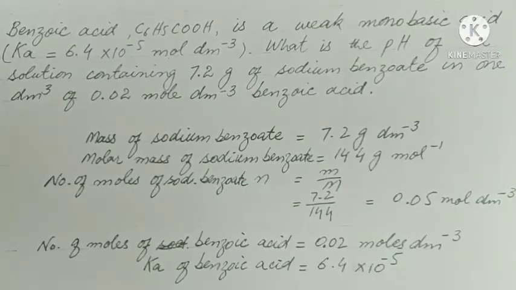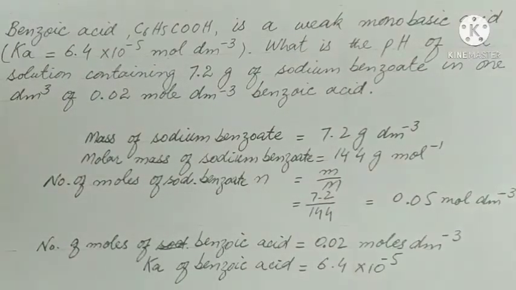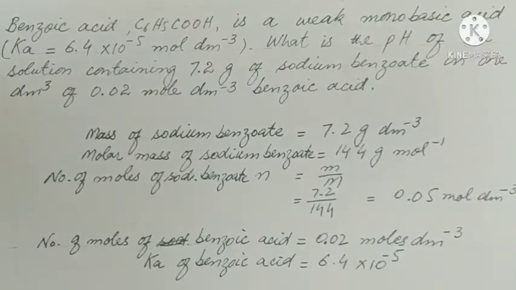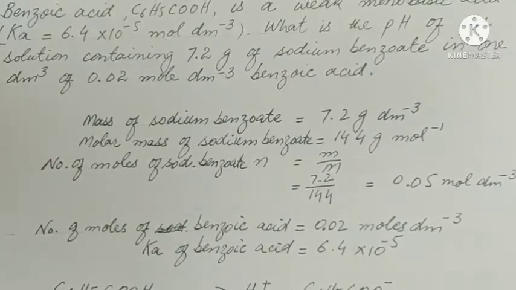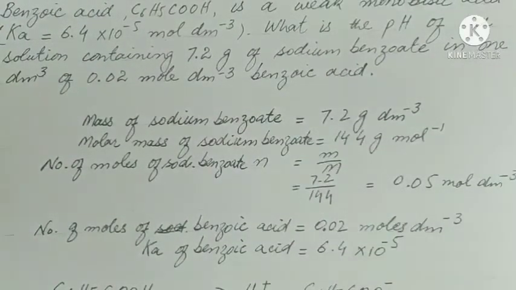Mass of sodium benzoate is 7.2 gram per decimeter cube, and molar mass of sodium benzoate is 144 gram per mole. Number of moles of sodium benzoate, n, is equal to small m over capital M. Given mass is 7.2. Divide this given mass with 144, which is its molar mass. The answer is 0.05 mole per decimeter cube. Similarly, number of moles of benzoic acid is 0.02 moles per decimeter cube, and Ka of benzoic acid is given 6.4 10 to power minus 5.